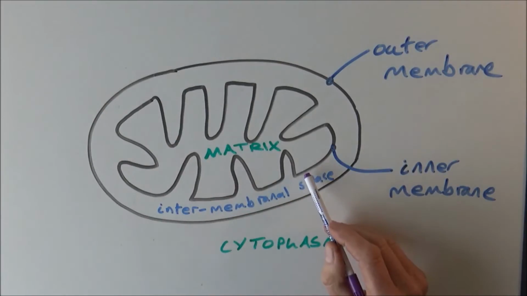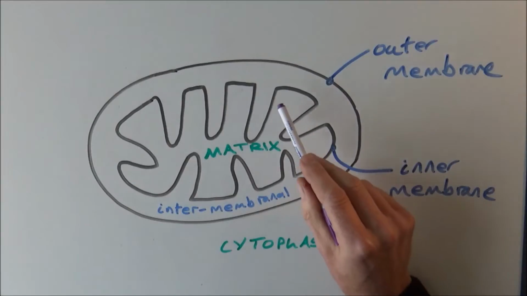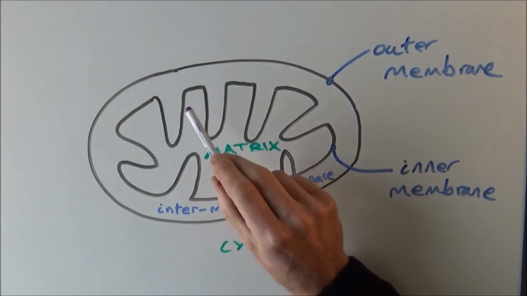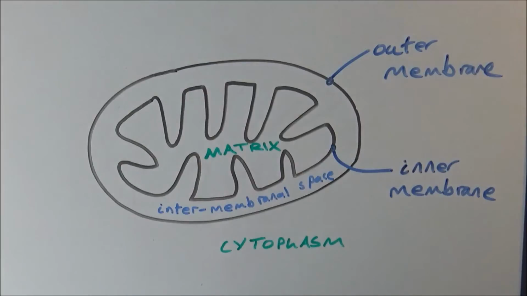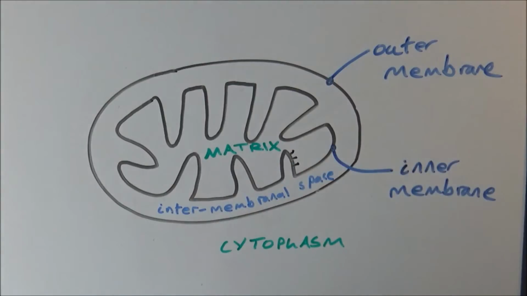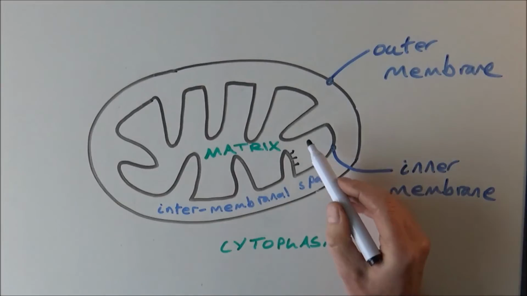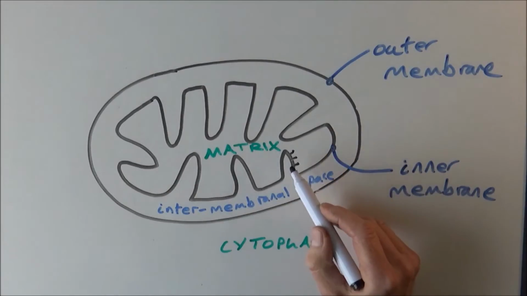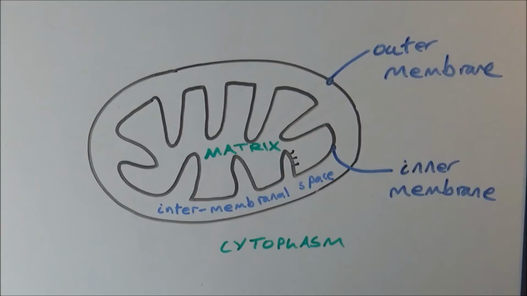Now the inner membrane is folded into these finger type projections which are called cristae, and that increases the surface area, and it's on these cristae you have these little stretches where ATP is made, and that is the site of oxidative phosphorylation. So you've got the electron-transport chain located on the membrane, as well as the ATP synthase, the enzyme complex that makes ATP.